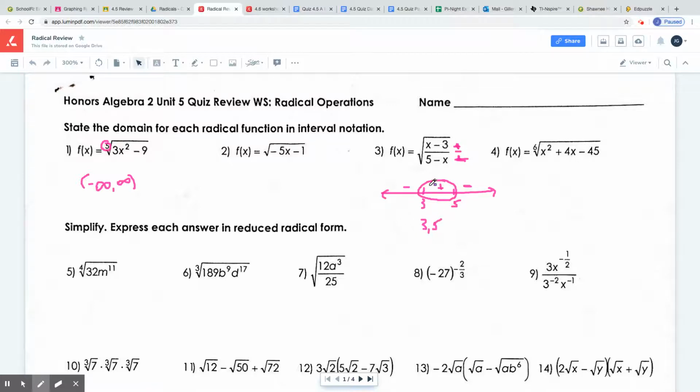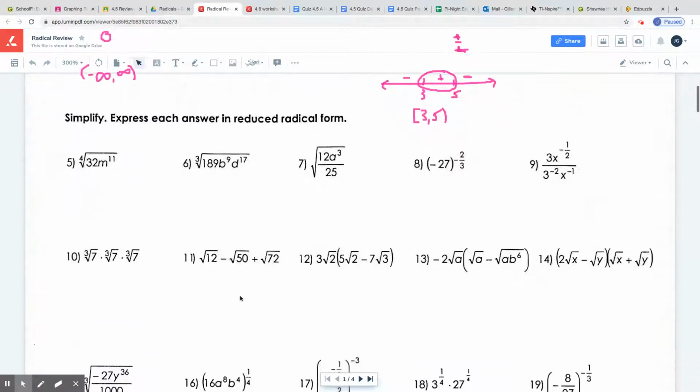Now, do I get parentheses or brackets? Can this be equal to 5? The bottom, no. So that's a parentheses. If this is 3, that means it's 0. Could I have 0 under a square root? Yes. So it's from 3 to 5, the bracket on 3, parentheses on 5. All right, so there is the domain.